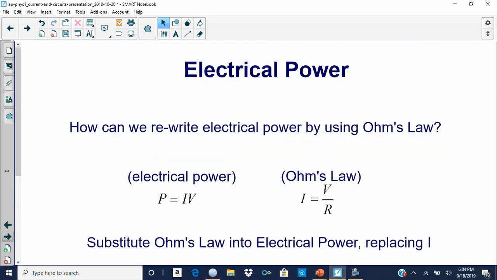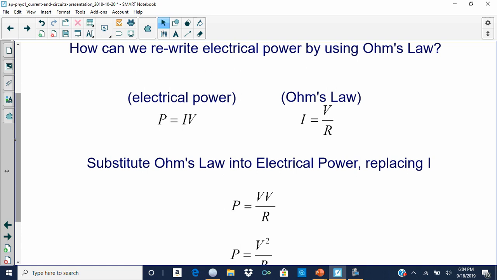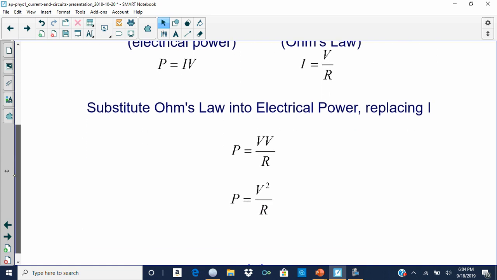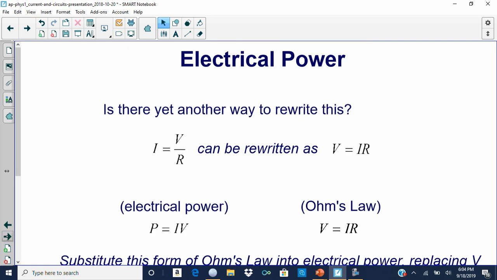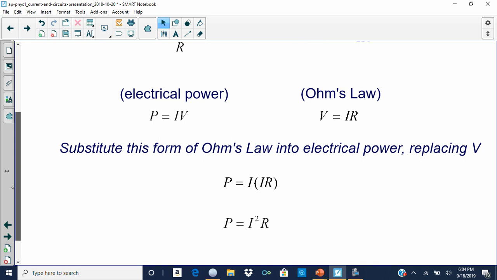So how can we rewrite electrical power by using Ohm's law? Remember, electrical power is P equals IV. Ohm's law is I equals V over R. If we substitute Ohm's law into the power equation by replacing the I, we end up with P equals V squared over R. Another way that you can rewrite this is by substituting in for V, and you end up with P is equal to I squared R.